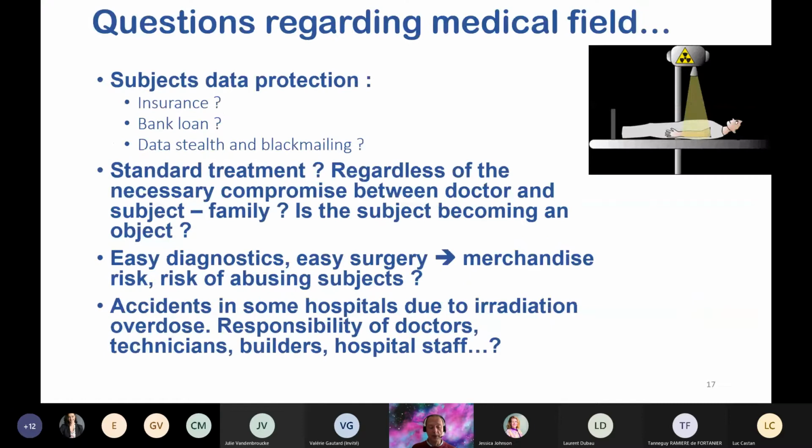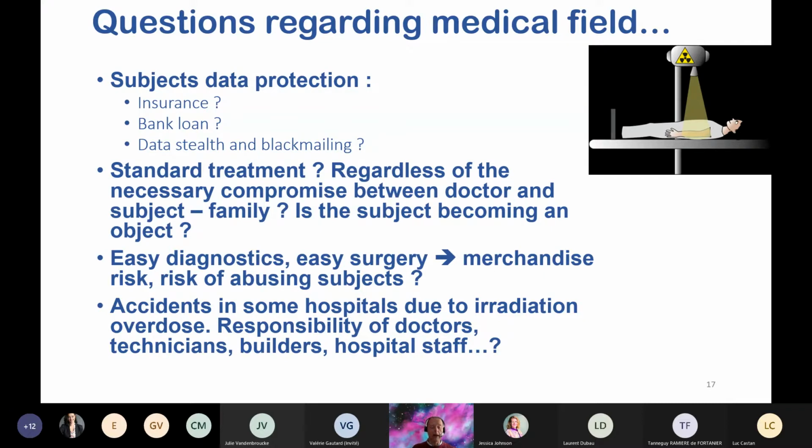In the medical field, first questions are linked to data protection. What about an insurance or bank loan if the lender knows all of your medical data? Up to now, only the doctor knew. And now hospitals must worry about protecting your data from theft and blackmailing.